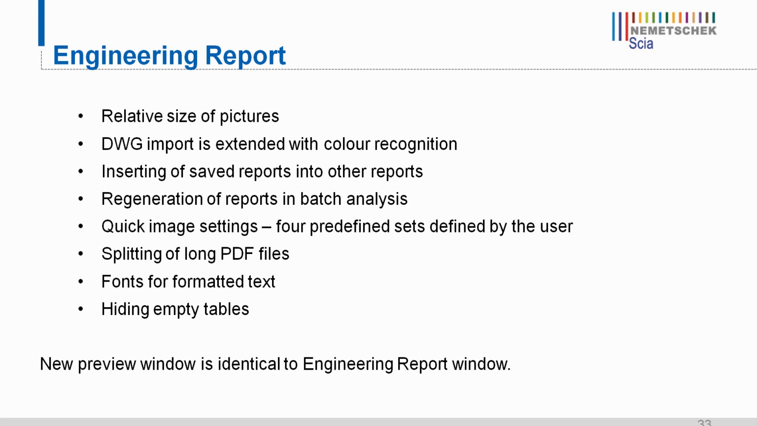And, as you have seen before, the new preview window is now identical to the engineering report window, which offers a higher performance in display of results in tabular form, including adaptable headers, footers, page format, and styles. Also interesting to know, when you press the F1 hotkey, the keyboard shortcut opens the up-to-date Scia Engineer help. So when you have any questions, you can search there for the answer. Now I will show you some improvements in the engineering report.